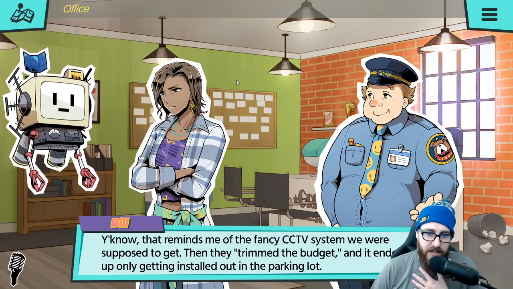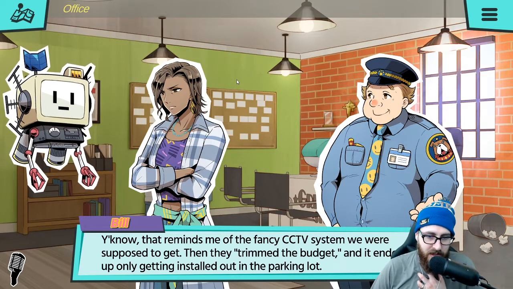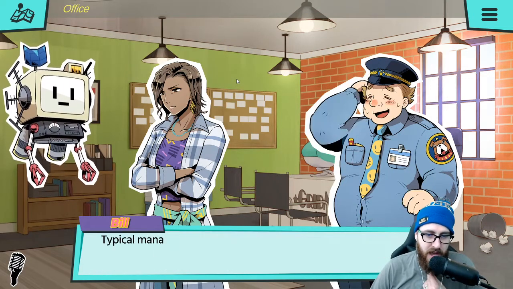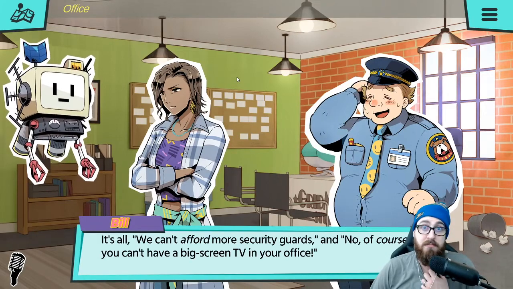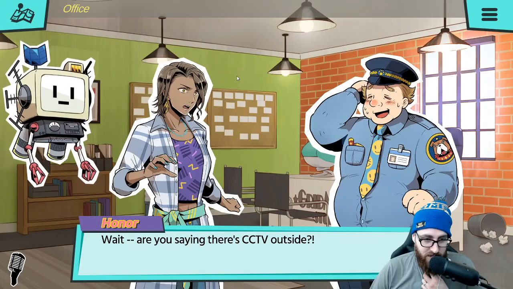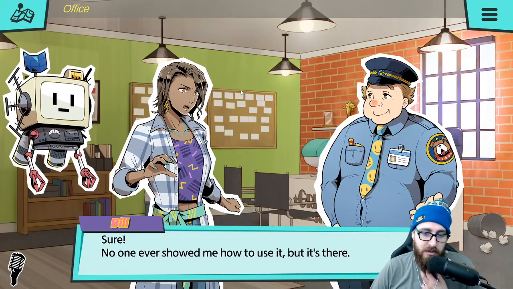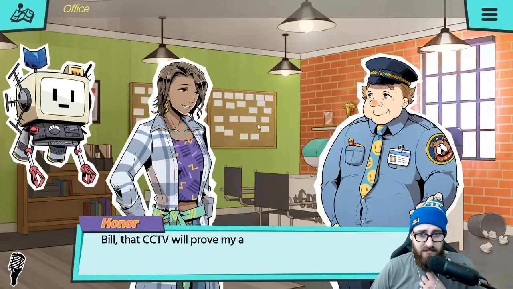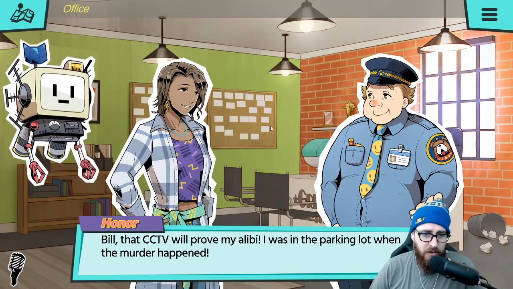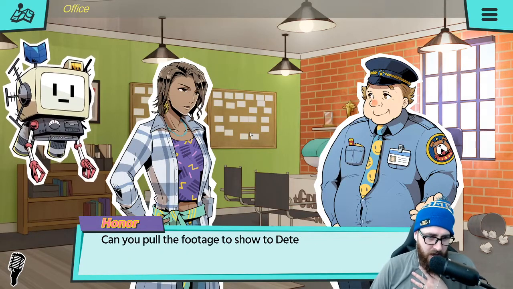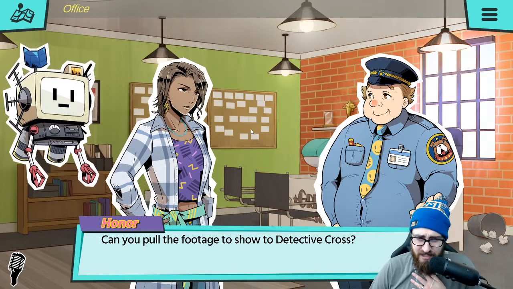You know, that reminds me of the fancy CCTV system we were supposed to get. Then they trimmed the budget and ended up only getting installed out in the parking lot. Wait, are you saying there's CCTV outside? Sure, no one ever showed me how to use it, but it's there. Boom. Bill, that CCTV will prove my alibi. I was in the parking lot when the murder happened. Can you pull the footage to show to Detective Cross?